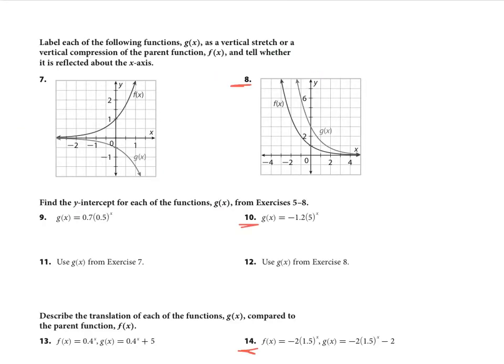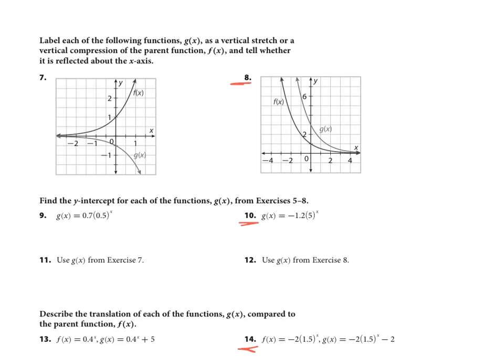Okay, this one says find the y-intercept for each of the functions g of x from exercises 5 through 8. So this is the same function we just looked at. What is the y-intercept? The y-intercept is your 0 term, which is your a here, which is negative 1.2. That would be your y-intercept for this one. You can go back and think a times b to the x. A is your y-intercept or 0 term.